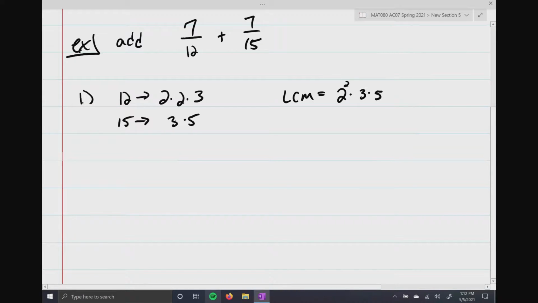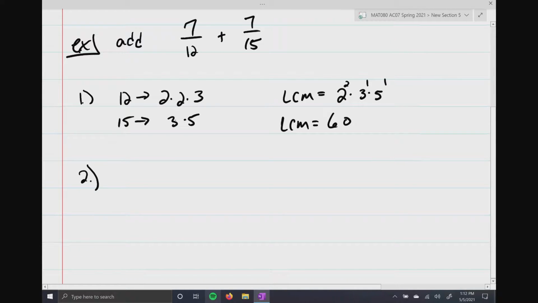So 2 to the second. For the number 3, the 12 has 1 3. The 15 has 1 3, so there's only 1 3. And then the 5 is only in the 15, so that's going to be a 1 5 as well. So my least common multiple is going to be 4 times 3, which is 12, and 12 times 5 is 60. So there's my first step.